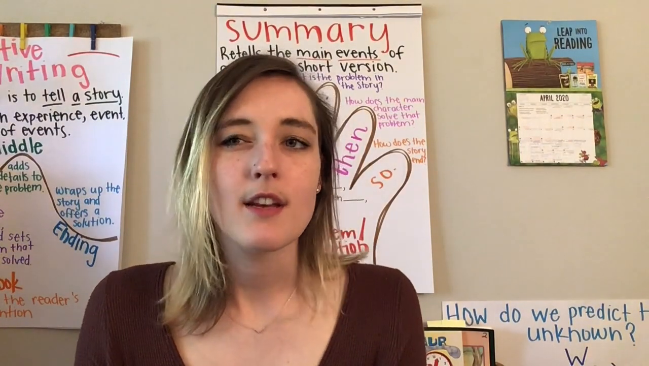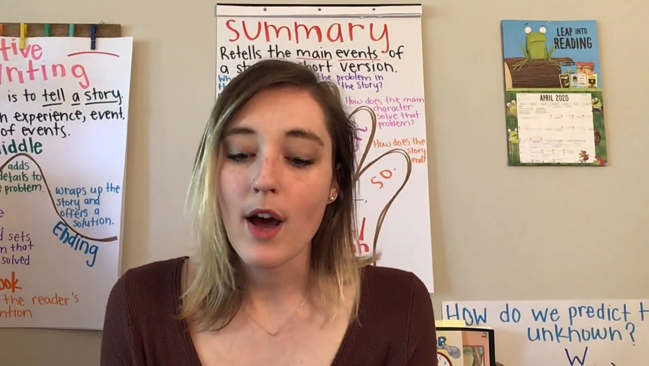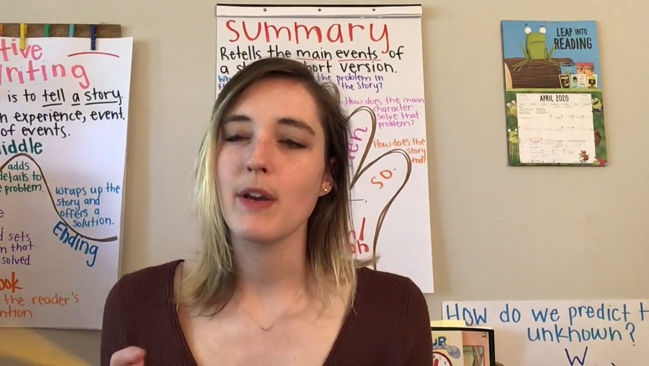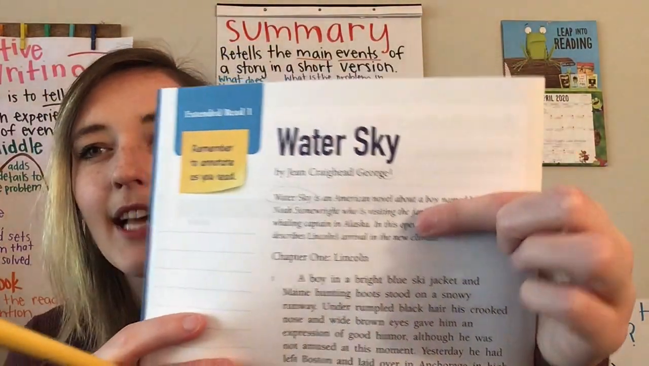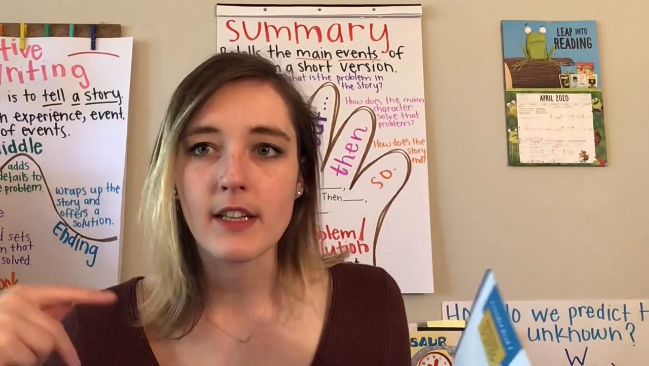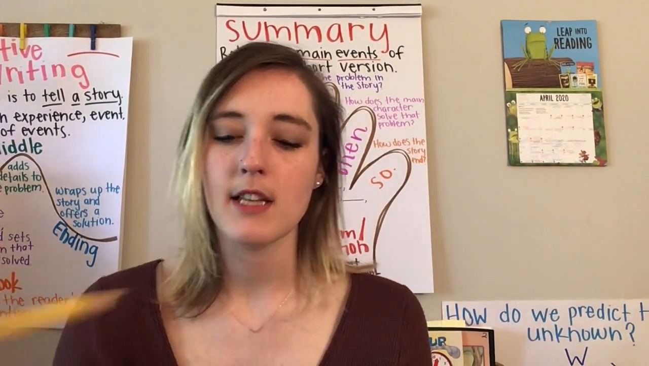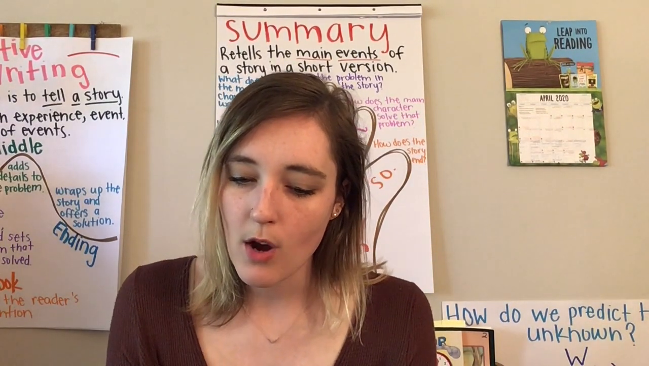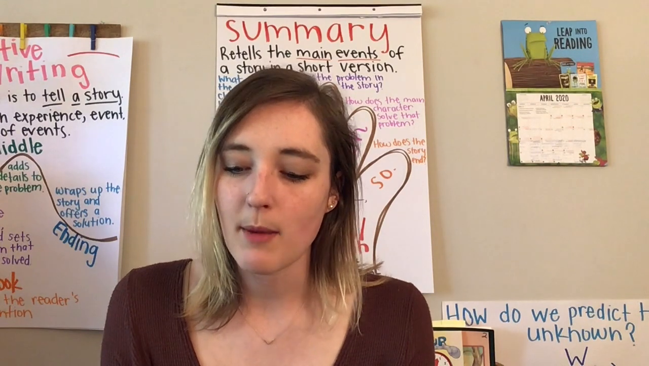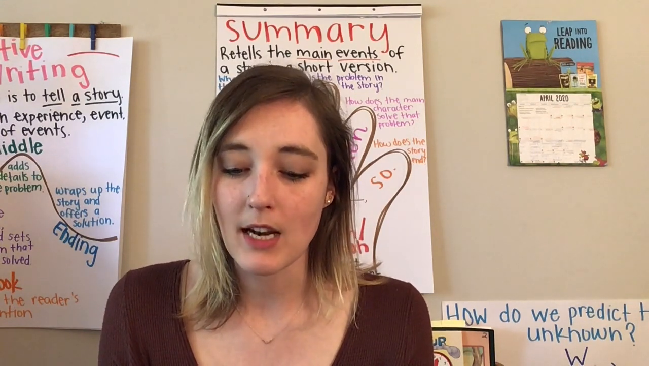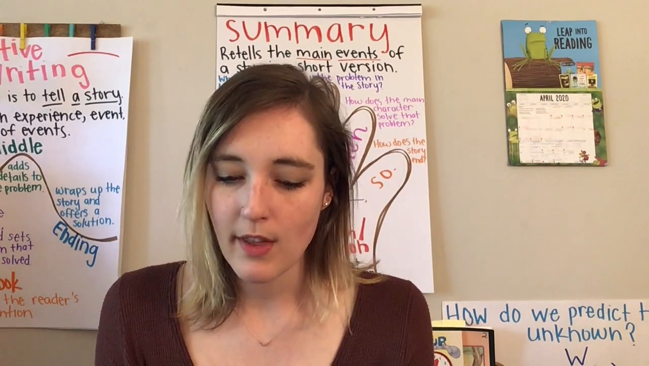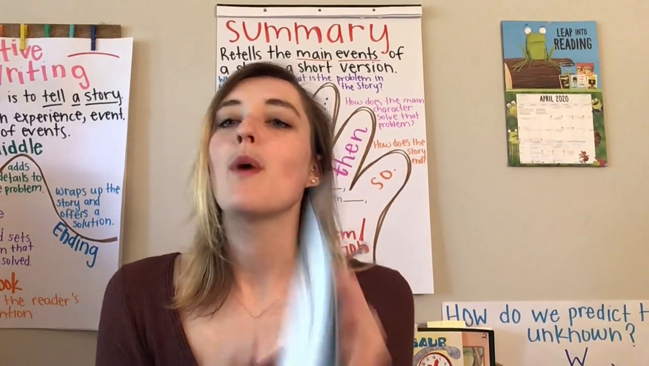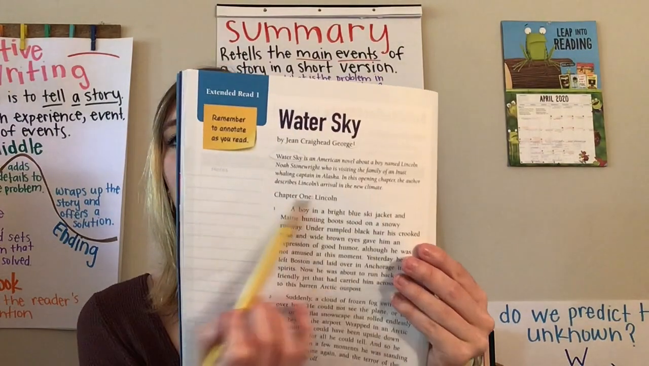Okay, so remember how I pointed out this first paragraph? We're going to read it and kind of identify what this paragraph does. So Water Sky, notice how Water Sky is not, we call these words right here italicized. Italicized just means they're kind of fancy looking. Water Sky is not italicized, but it says, is an American novel about a boy named Lincoln Noah Stonewright who is visiting the family of an Inuit whaling captain in Alaska. In this opening chapter, the author describes Lincoln's arrival to the new climate. Okay, so what this does right here is it's an introduction.